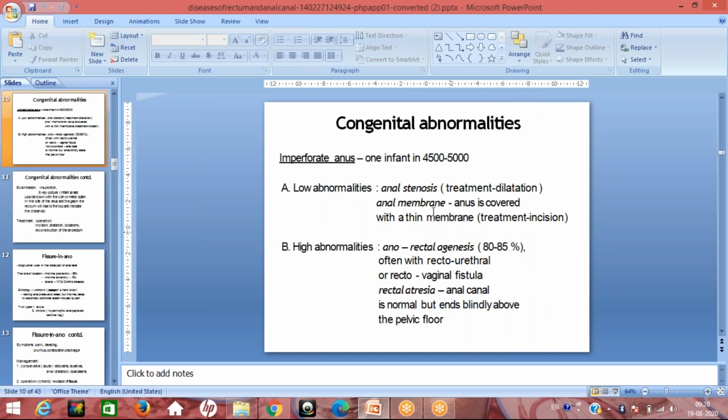So we already discussed congenital abnormalities, rectovaginal fistula and rectourethral fistula. These are more common, and the treatment part we also discussed in the previous class. Regarding the diagnostic tests, you need to remember two X-rays: one is the invertogram and the other is the cross-table lateral position X-ray.